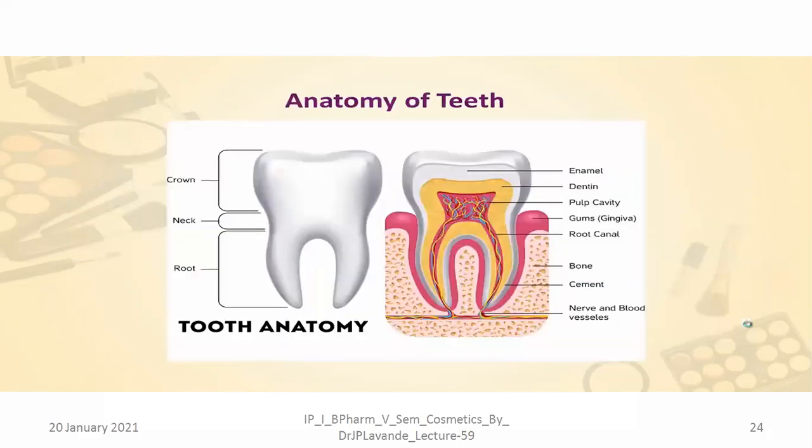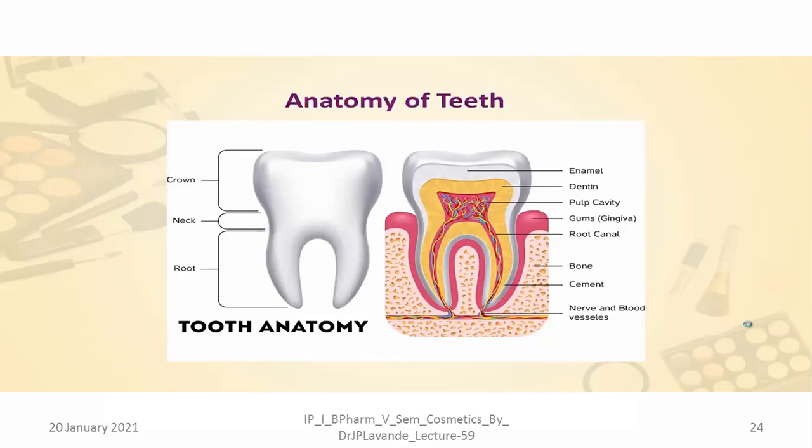So here you can see the different parts of the tooth. Basically, there are two different types of tooth, the milk teeth or deciduous teeth, and after this, the permanent teeth. The permanent teeth will remain throughout the life of an individual, and once they fall, there is no further growth of teeth. The milk teeth appear and get replaced by the permanent teeth at around the age of 7 to 8 years.